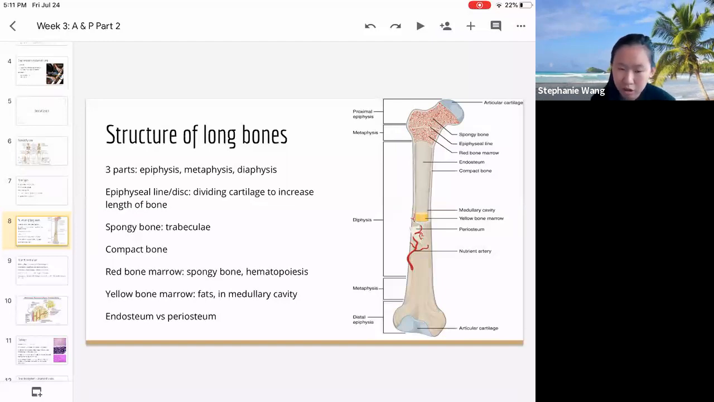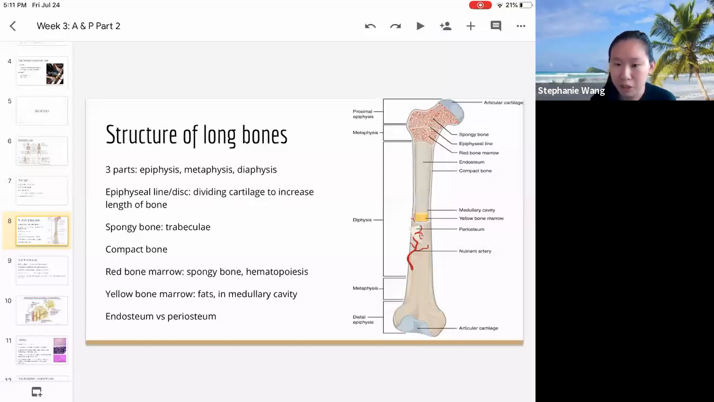Okay, anyway, there are 3 main areas of the bone. The epiphysis is the very tip, as you can see in this diagram. The metaphysis is the region between the tip and the middle. The middle would be the diaphysis, what people would call the shaft of the bone.